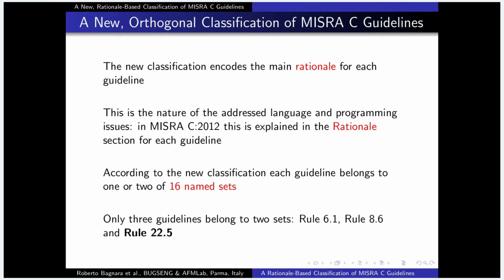So in this new classification, we grouped the MISRA C guidelines, which are 175 in total, in 1 or 2 of 16 named sets. There are only 3 guidelines that belong to 2 sets: Rule 6.1, Rule 8.6, and Rule 22.5. The reason is that they have two rationales, and so there really is no other solution than duplicating them and putting them in more than one set.